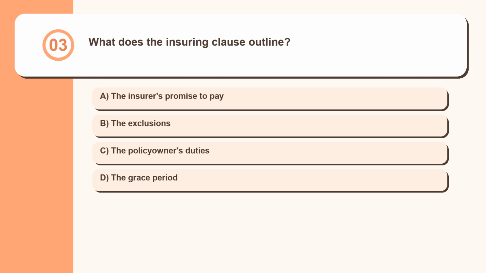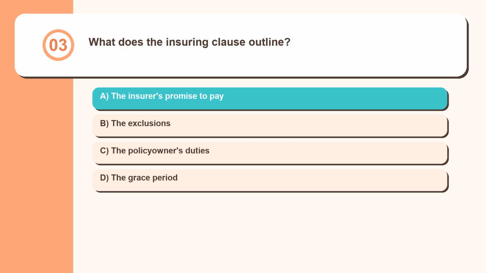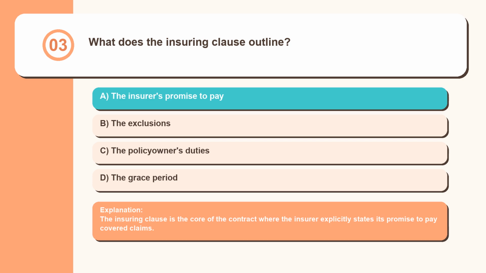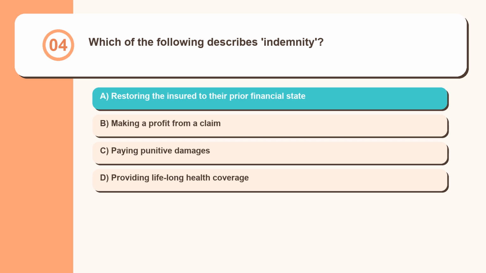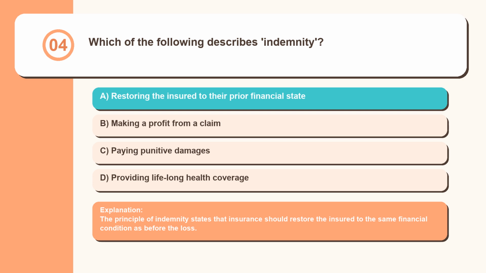Question 3. What does the insuring clause outline? The insurer's promise to pay, the exclusions, the policy owner's duties, the grace period. The insuring clause is the core of the contract where the insurer explicitly states its promise to pay covered claims. Question 4. Which of the following describes indemnity? Restoring the insured to their prior financial state, making a profit from a claim, paying punitive damages, providing lifelong health coverage. The principle of indemnity states that insurance should restore the insured to the same financial condition as before the loss.